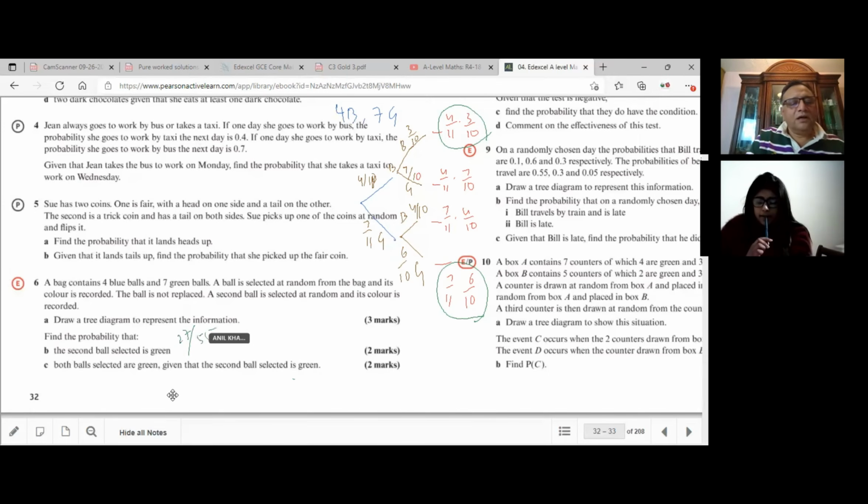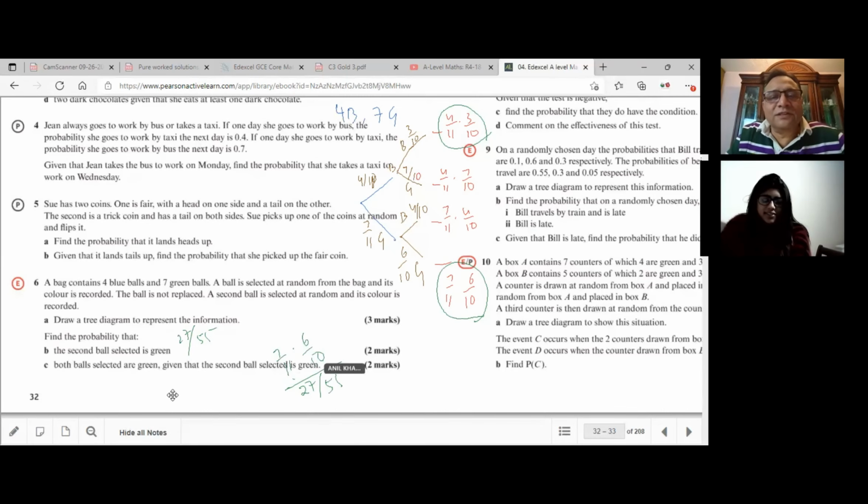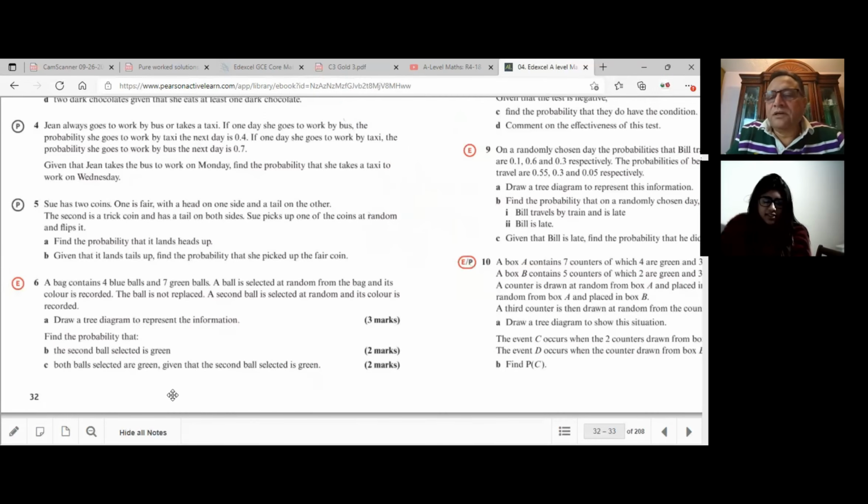Both balls selected are green, given that the second ball selected is green. So you are using the first solution in the denominator, right? So you have 27 over 55 in the denominator. And both balls being green is 7 over 11 times 6 over 10. Correct. So that is how you're going to solve this. Clear? Very clear. Perfect. So we'll erase this and move on to something else.